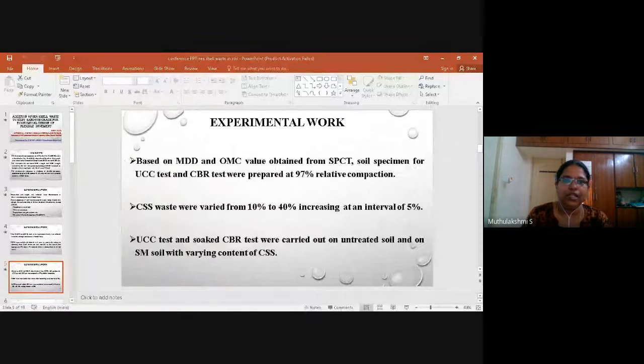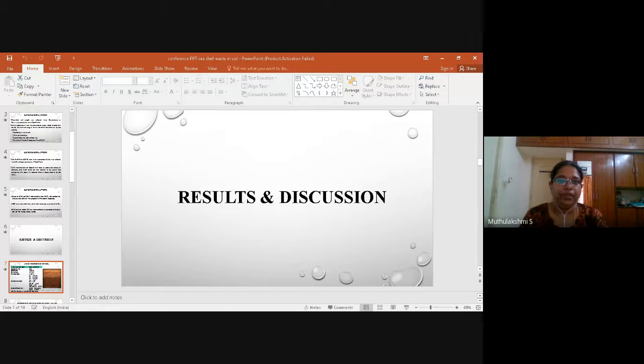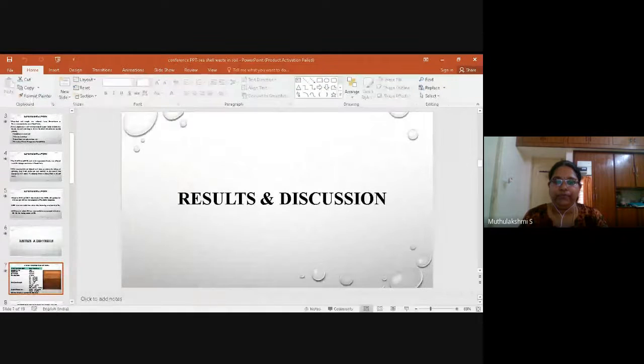I have used crushed seashell waste. I crushed the seashells to a fine grain size, 4.75 mm to 75 micron, before using them in the lab work. Based on the standard Proctor compaction test, maximum dry density and optimum moisture content were obtained. Soil specimens for the UCC test and CBR test were prepared at 97% relative compaction, and crushed seashell was added in percentages of 10% to 40%, increasing in steps. UCC and CBR tests were carried out on the untreated soil and on the silty sand soil with varying percentages of crushed seashell waste.